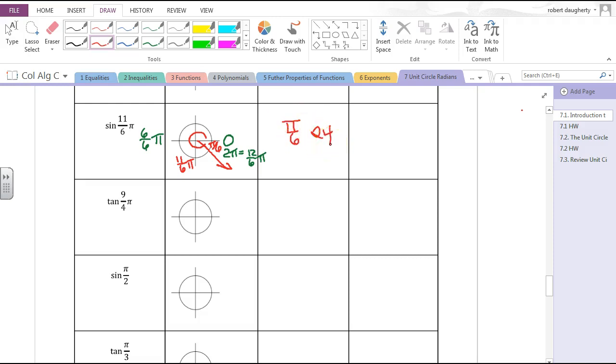Okay, what's the definition of sine? Y. What's the y value at pi over 6? In the fourth quadrant? Negative. So that answer is negative 1/2.